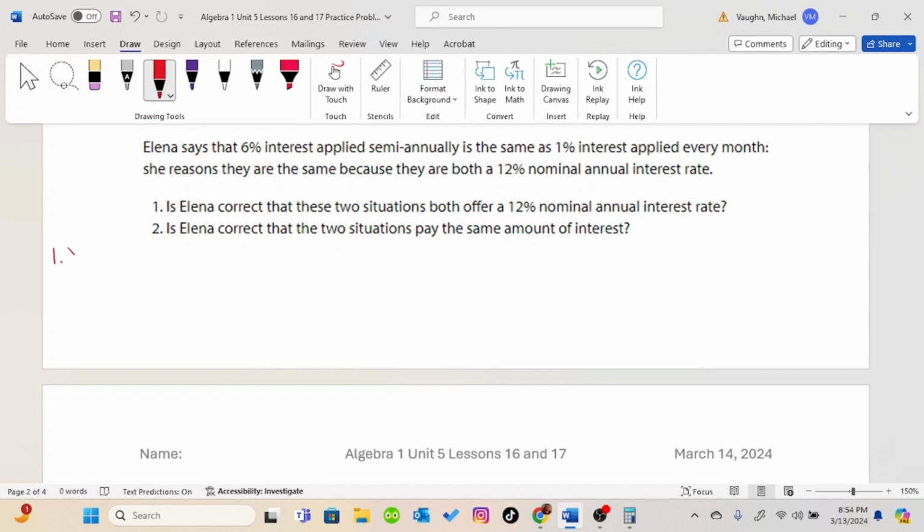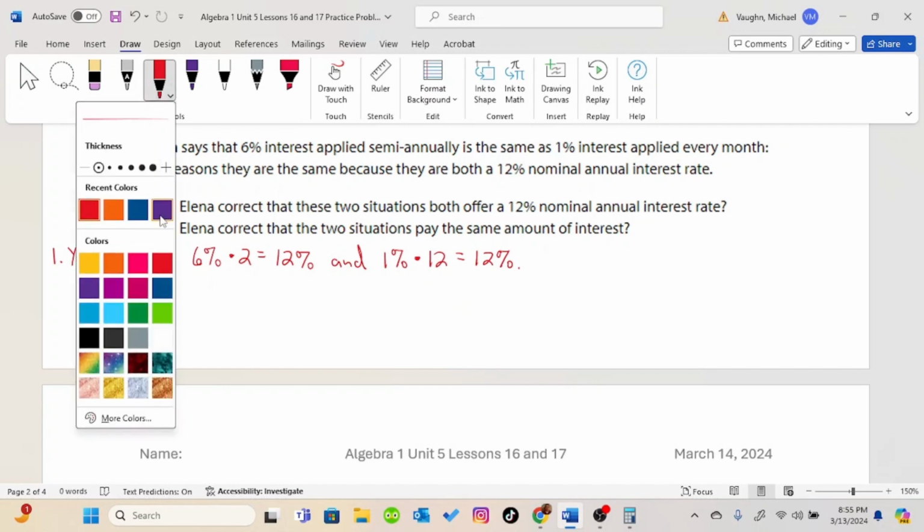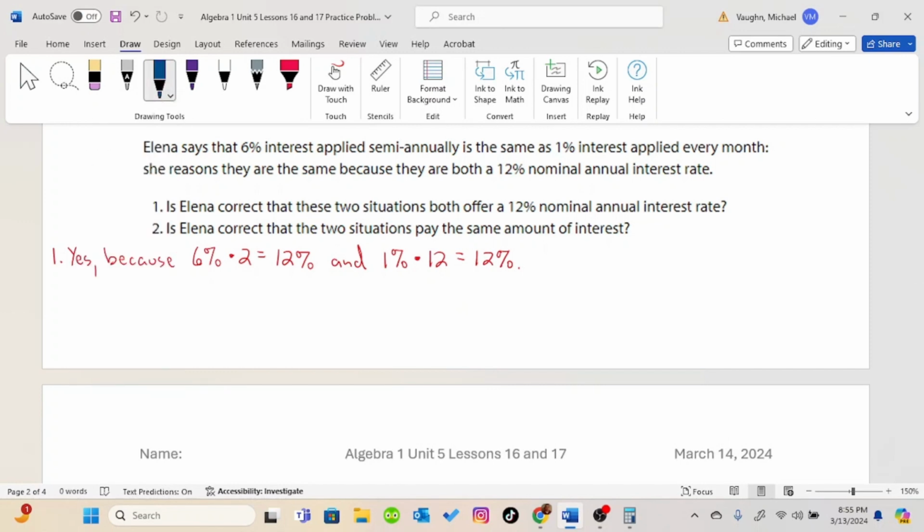So for number one, yes, because 6% times 2 equals 12%, and 1% times 12 equals 12%. Number two, is Elena correct that the two situations pay the same amount of interest?